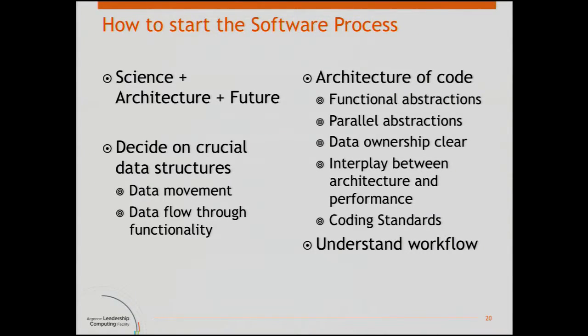So this is moving on to talking about what the software process is, to start thinking about how you write this code or how you adapt this code. And in any of these, what you want to think heavily about is, besides the science that you want to solve, the machine architectures that you want to use, but also what the future of those architectures might be. This goes back, to some degree, to thinking that your code will live longer than you ever hoped.